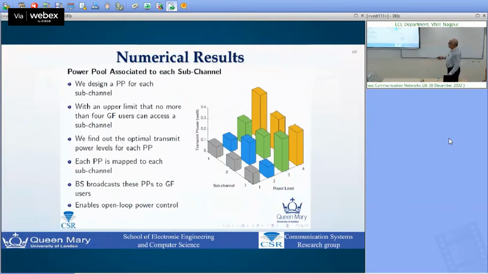Then again, here we found the power pool associated with each sub-channel. Sub-channel 1 has these power levels, sub-channel 2 and 3 have different power levels. So each power pool is mapped to each sub-channel. When the base station broadcasts the interference threshold, it also broadcasts these power pools for every sub-channel. So here we have open loop power control, not closed loop.